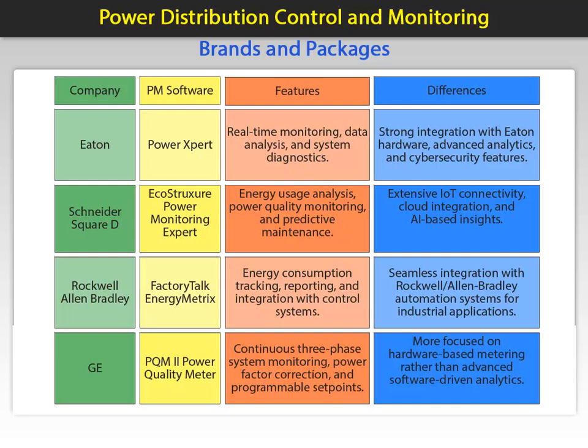Here are some key takeaways. Eaton Power Expert is best for cybersecurity and data analytics in power monitoring. Schneider EcoStruxure excels in IoT connectivity, providing more ways to connect, and predictive maintenance. Allen Bradley FactoryTalk is ideal for industrial automation and control system integration, and GE PQM2 is hardware-focused, offering robust power quality monitoring.